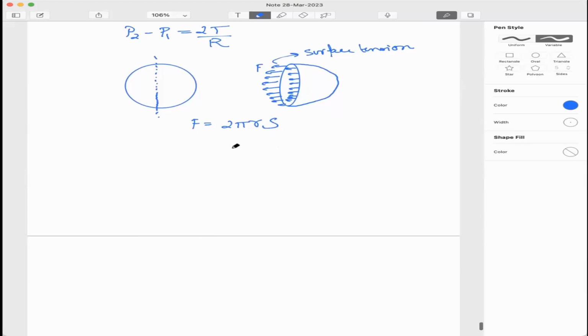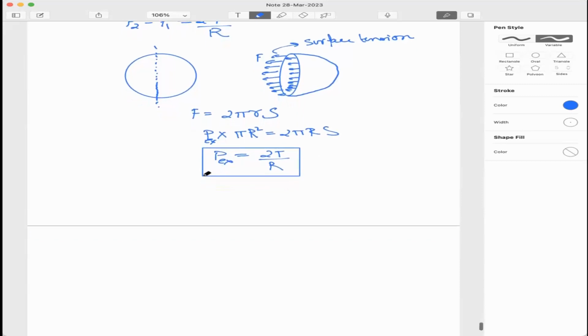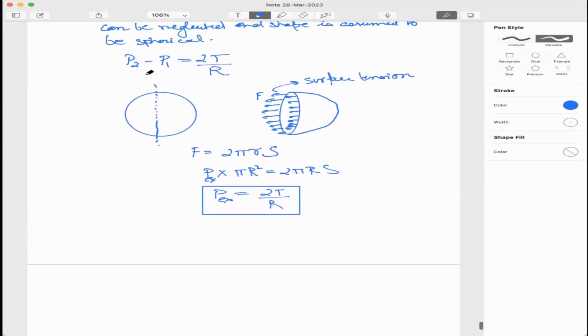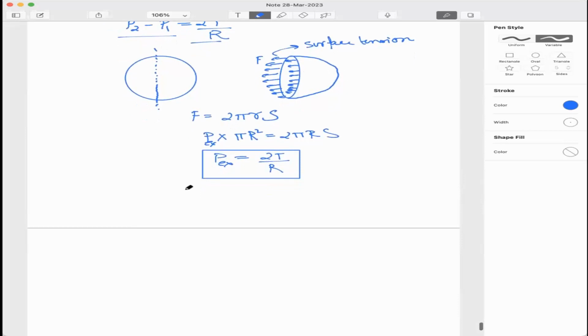So the excess pressure comes out to be P into area, that is pi r square, equals 2 pi r into S. So excess pressure is nothing but 2T by r. Okay, so this is the excess pressure inside it. So P excess is P2 minus P1.